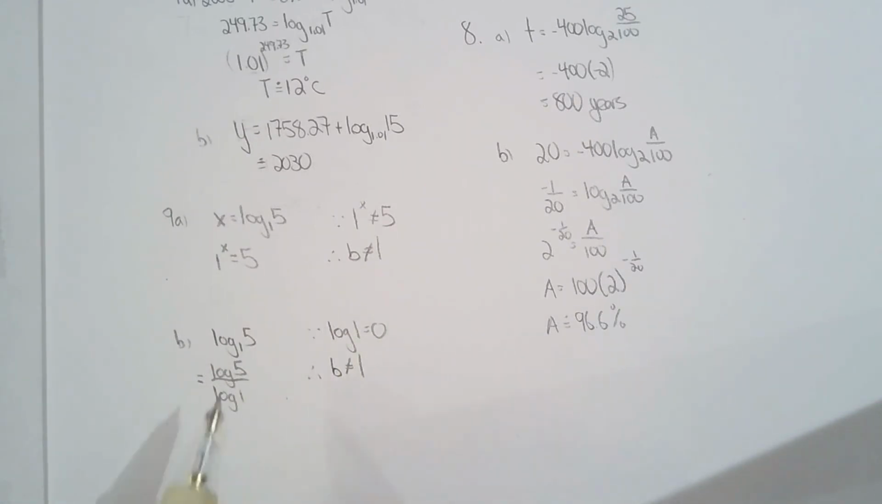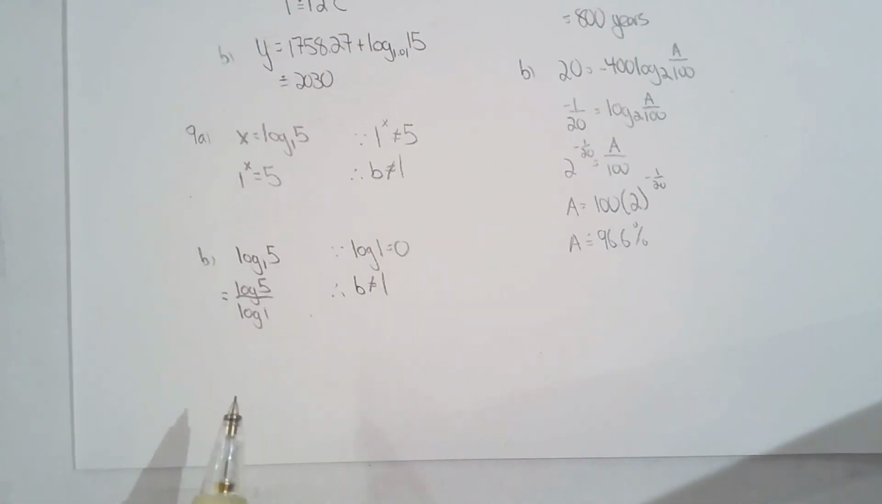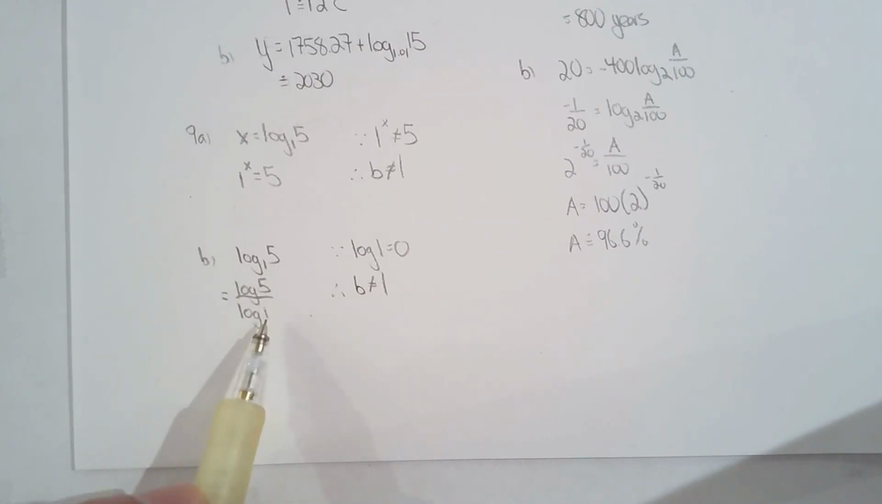Another way of explaining it is using the change of base formula. Because log base 1 of 5 is log 5 over log 1, but log 1 is 0. So once again, that's another way of seeing why the base of the logarithm cannot be 1. Okay, so that is the homework sheet for power law of logarithms.